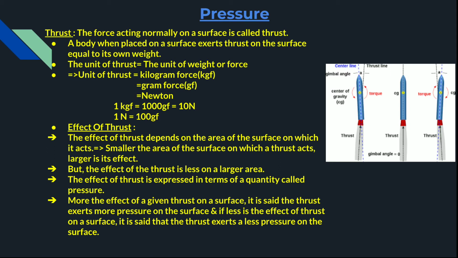The unit of thrust will be the unit of weight or force. So the unit of thrust will be kilogram force, that is kgf, or gram force, that is gf, or newton, as it is the unit of weight or force. So 1 kgf is equal to 1000 gf or 10 newton. 1 newton is equal to 100 gf.